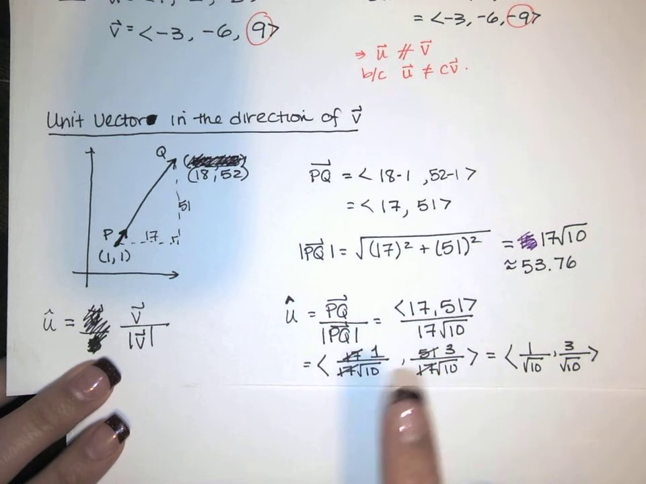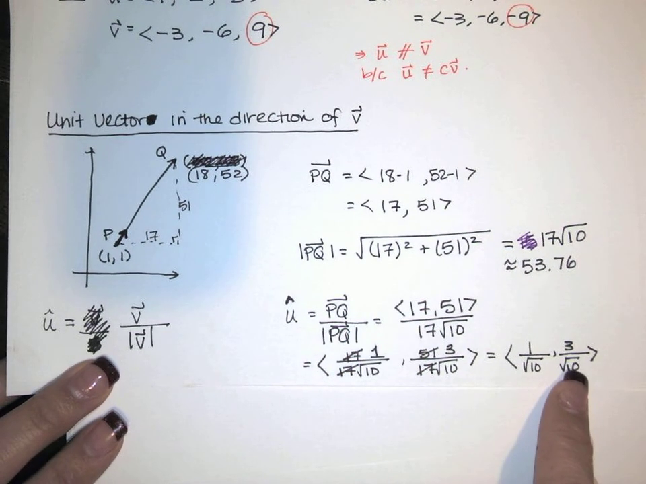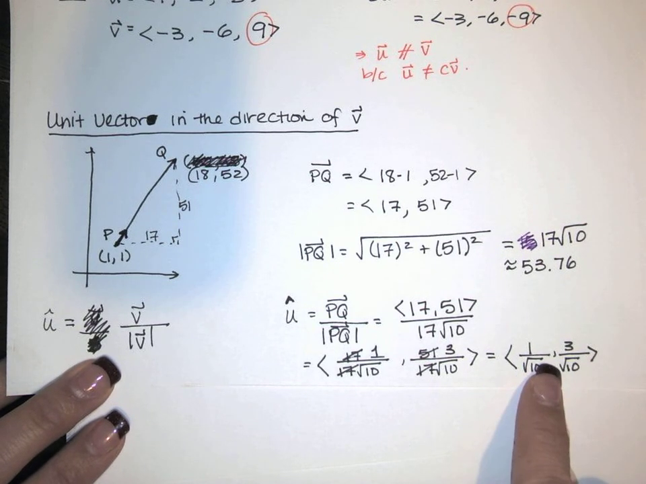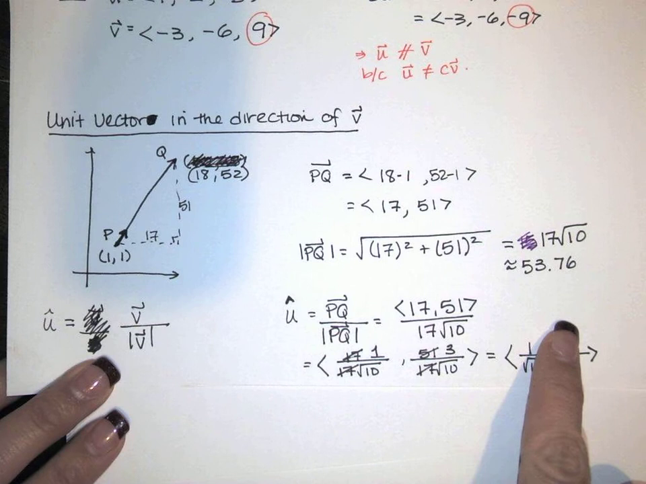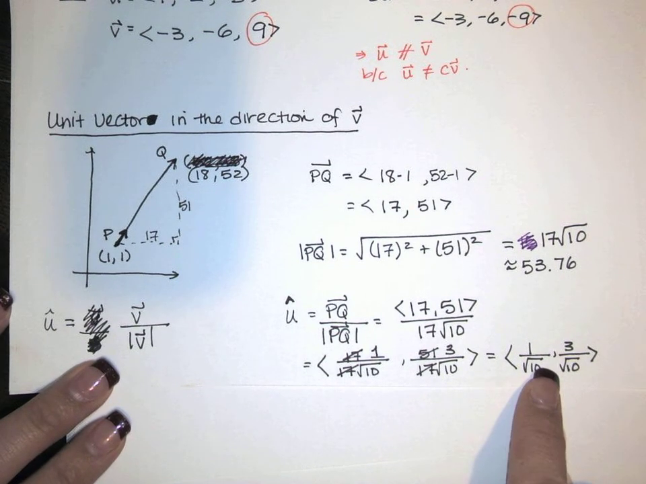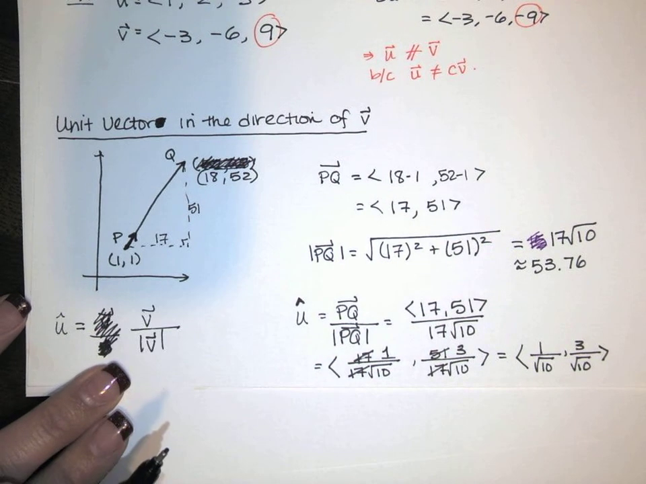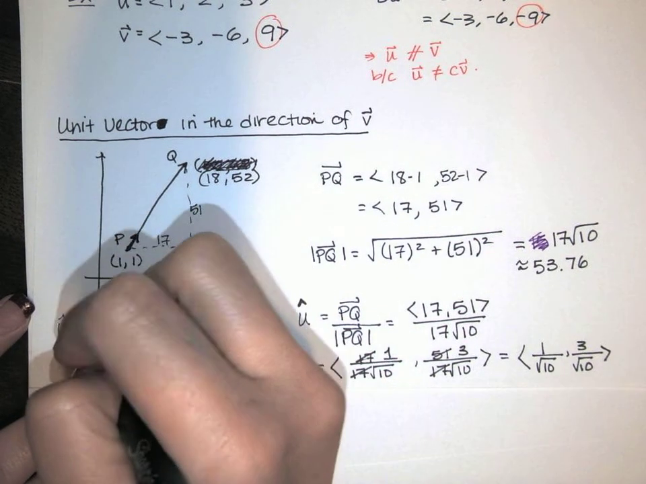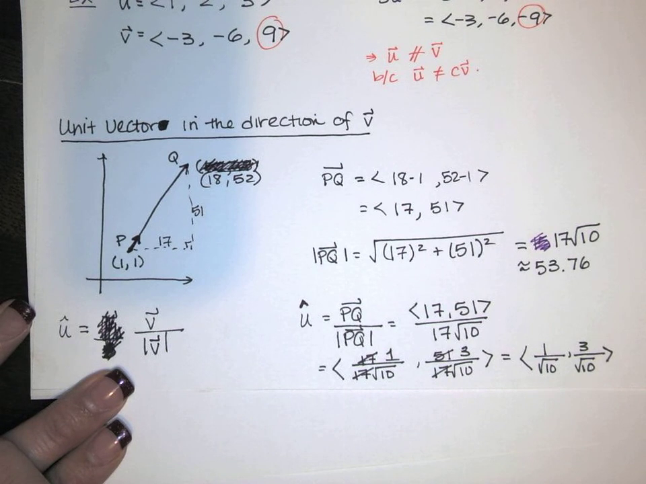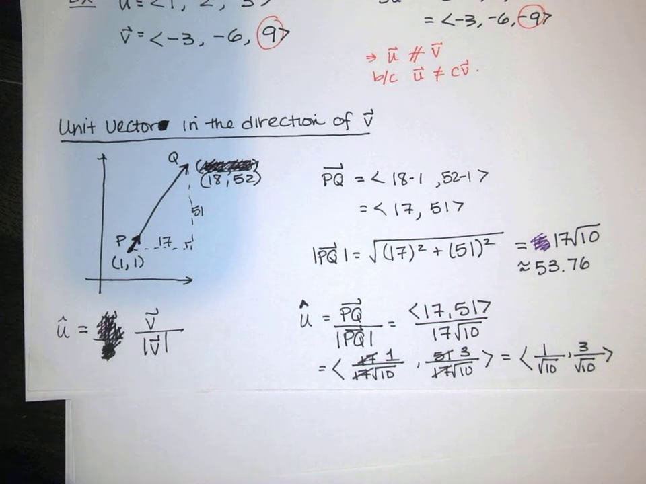If you don't believe me, take these, square them, add them and take the square root. I bet you get 1. That squared is 1/10. That squared is 9/10. What's 1/10 plus 9/10? That's 1. Take the square root of 1, you still get 1. So that is definitely a unit vector, and it points in this direction. And again, we're seeing this a lot in applications, physics applications especially, usually problems involving forces, tensions, things like that.